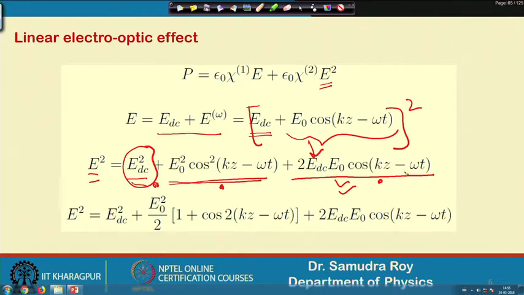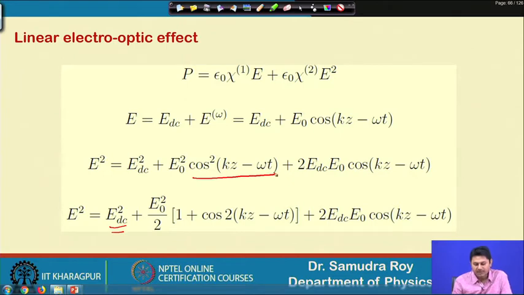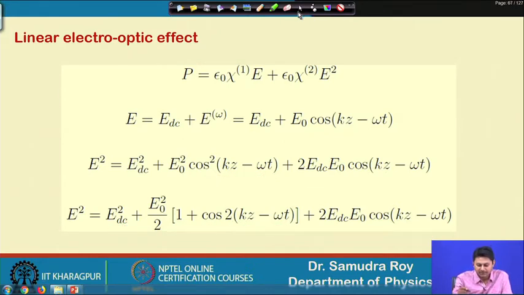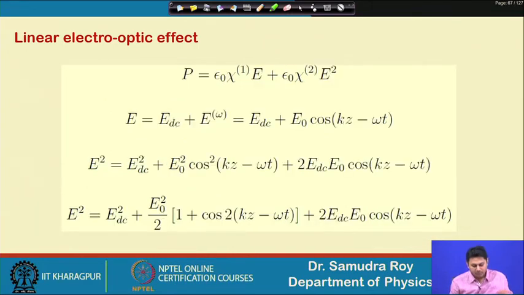So, now what we will do, we just recollect all the terms. So, E_DC, I write E_DC cos square(kz minus omega t). I just want to reduce this square term. In order to do that, I write half of 1 minus cos 2 theta. So, this term also reduces, and finally we have the last term, and we just write the last term in a simple way. So, now after having all the terms, we will again collect the terms.